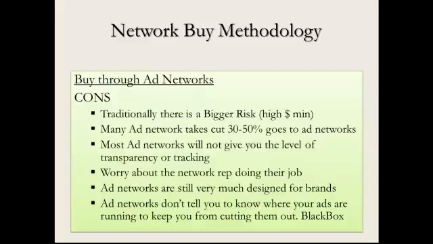Some of the cons that come along with buying from an ad network: traditionally there's bigger risk because our minimum spend is much higher, $5,000 to $10,000. And many ad networks are going to take a cut. When we're working with a publisher directly, both of us are going to get a better deal because there's no middleman. And most ad networks are not going to give you the level of transparency and tracking that we're going to get with a direct site buy.